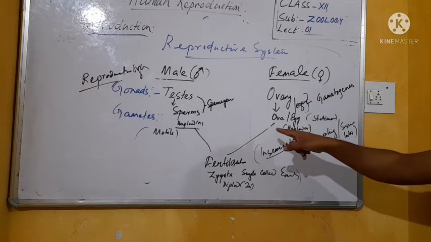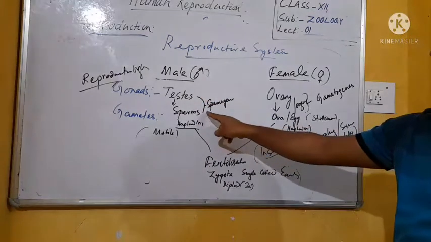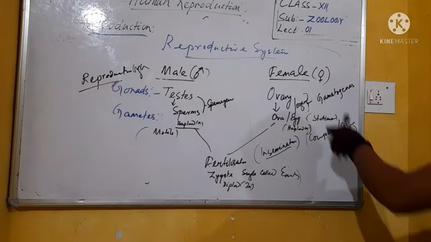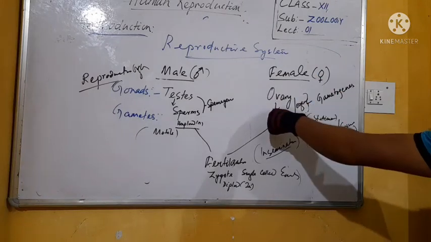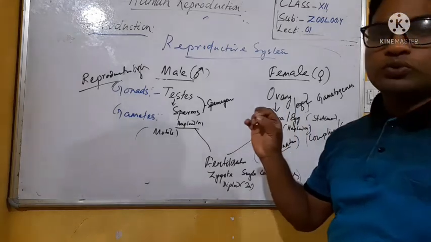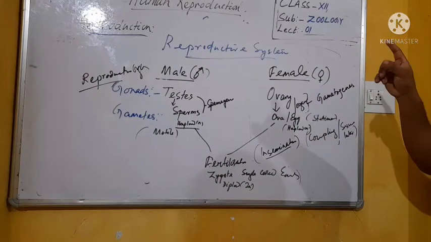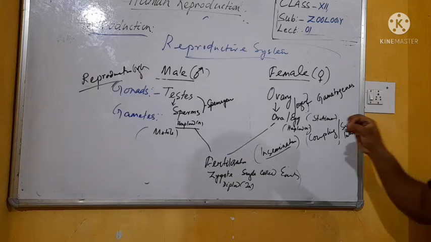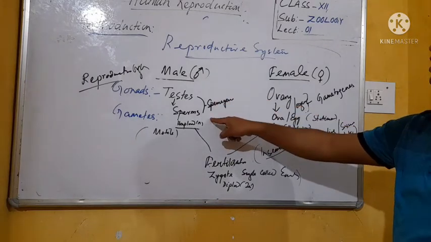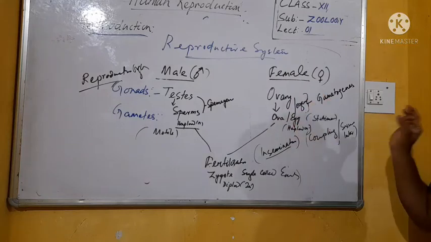The process in which testis produce sperm is known as spermatogenesis. In case of female, the ovary produces ova or egg in a process that is known as oogenesis. The total process of gonads producing gametes is known as gametogenesis. You can say testis produce sperm is spermatogenesis. Ovary produce ova or egg, that is oogenesis.